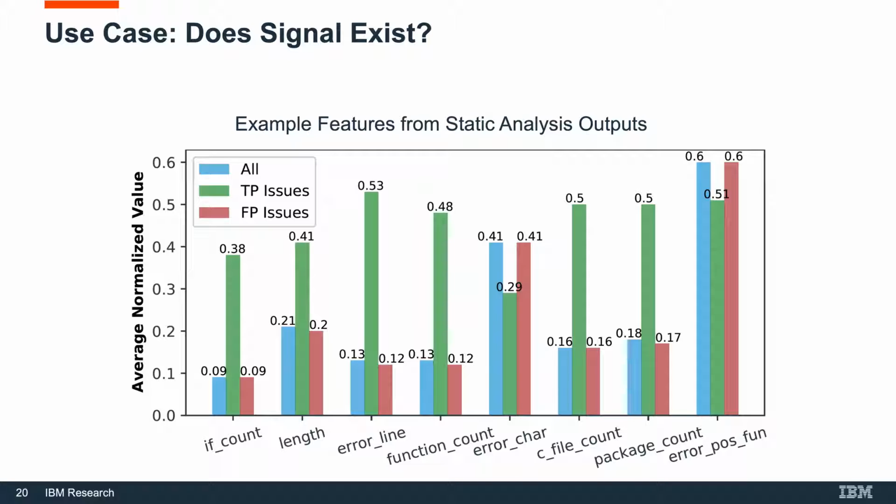To make that happen, we first explore whether the true positives and the false positives are separable. This figure shows 8 features extracted from the bug report. As you can see, the values of the true positives and the false positives are significantly different, which suggests a classifier may achieve good performance.